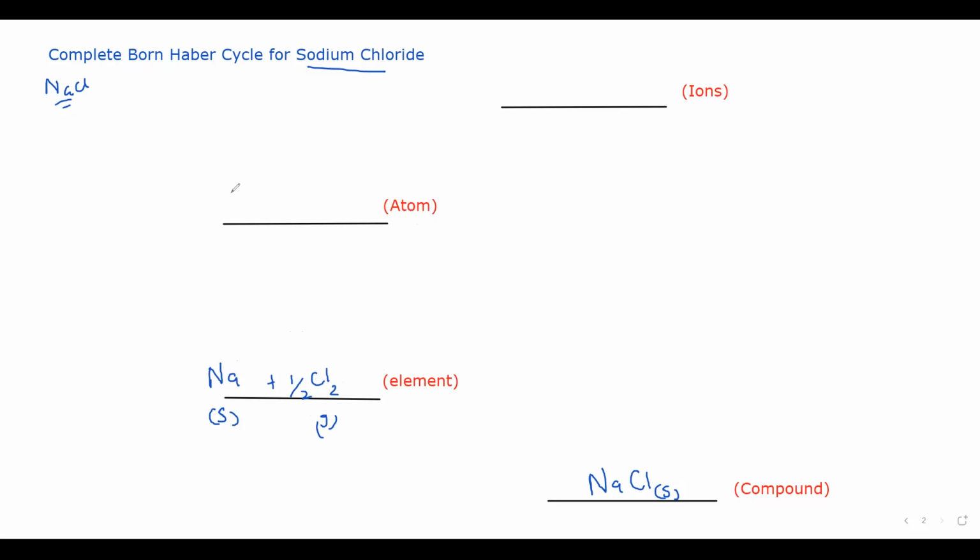Then we need atoms. So what are the atoms? We need sodium. Sodium is solid, so we need sodium atom in a gaseous state. We also need chlorine atom in a gaseous state. And here are the ions. So we have sodium ion in a gaseous state, and we will have chloride ion in a gaseous state. Is it clear till now? The cycle? Anyone having a doubt till this point?